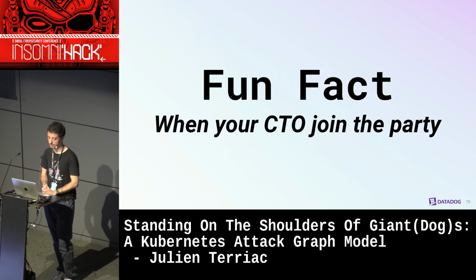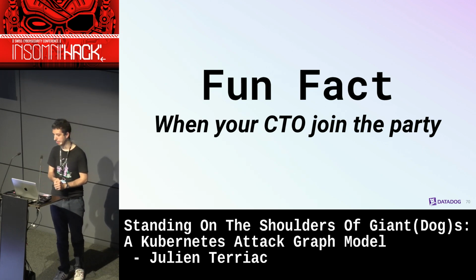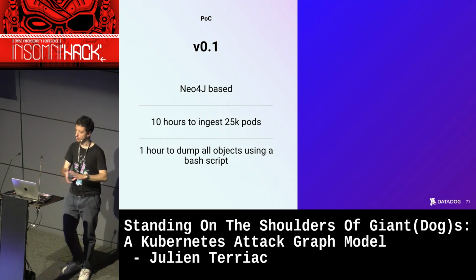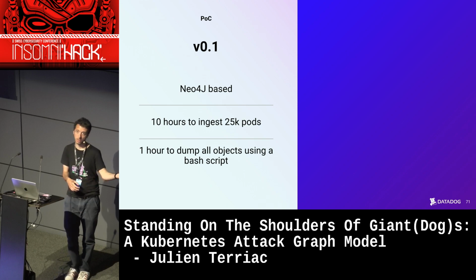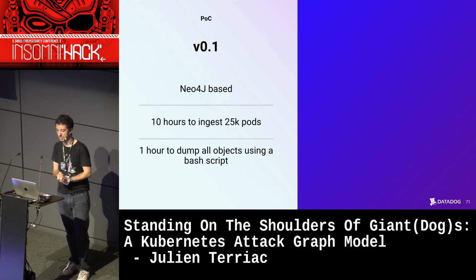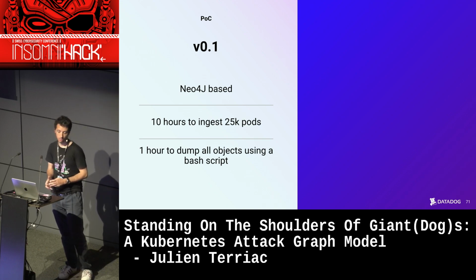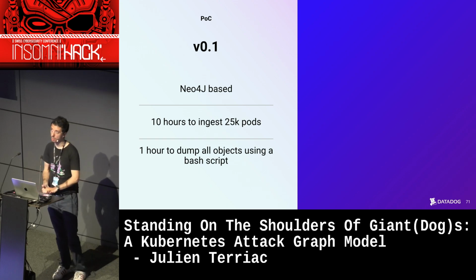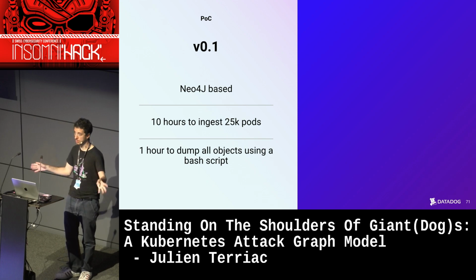So I promised you a fun fact around it. We call it when your CTO joined the party. Basically, when we developed it, the first goal was to write a POC. At first it was Neo4j, because BloodHound was Neo4j, so we said we're going to do the same. But it took us like 10 hours to ingest 20,000 pods, which was not that good. Plus 1 hour to dump all the objects, because we had a bash script, the ugliest one you can think of.